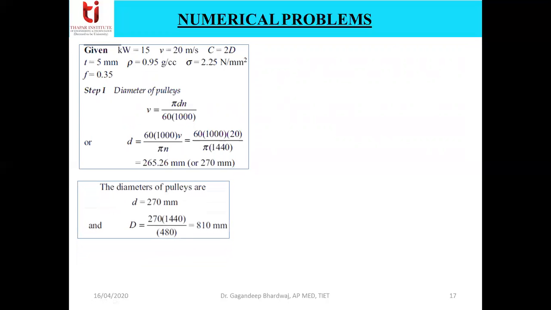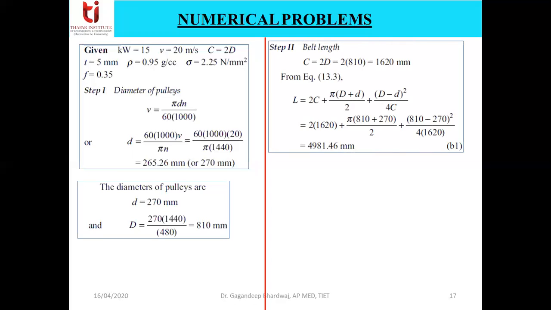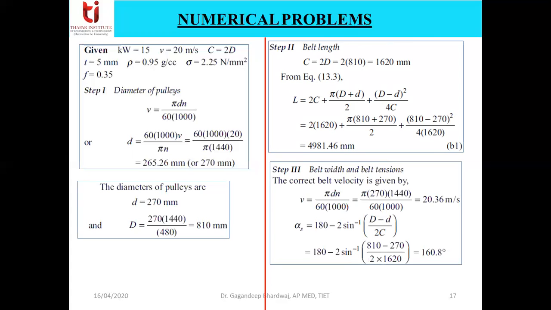Now, from the velocity ratio, you can calculate the diameter of the larger pulley. Once you have calculated the smaller and larger diameters of the pulleys, and the center distance is given as 2 times the diameter of the larger pulley, from that you can calculate the length of the belt in case of this open belt drive. Next, you have to calculate the belt width and belt tension.